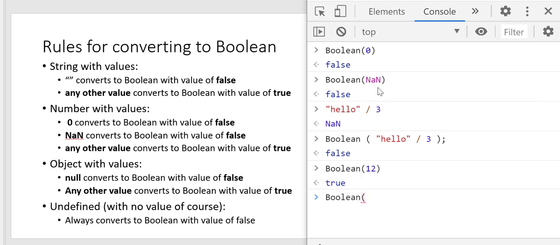The Boolean of 3 plus 4. Well, it's two numbers added together, giving us 7. 7 is not 0, and it is a number, so it will also give us true.